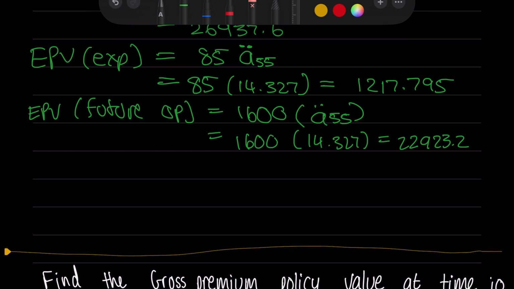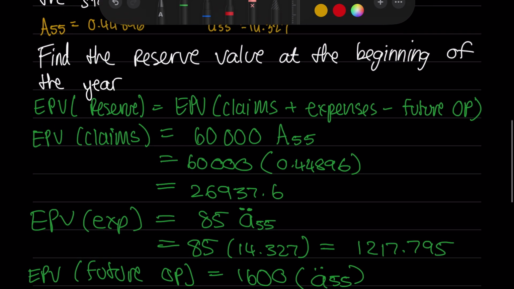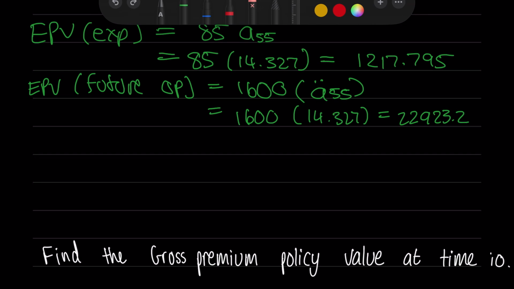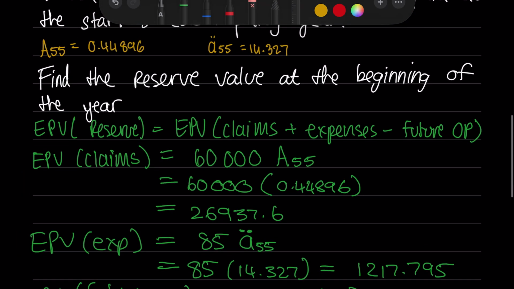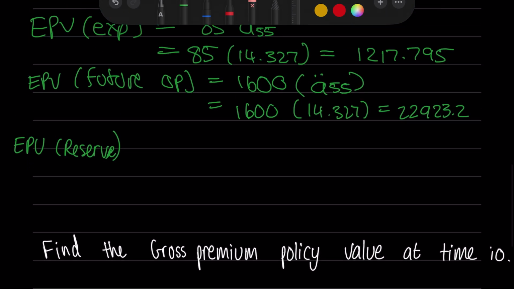22,923.2. Yes. So now let's calculate the reserves using this original formula. We'll just sub in all of our values there. So the EPV of the reserve at time 0, right at the beginning. They said at the beginning of the year, and this person is exactly 55.